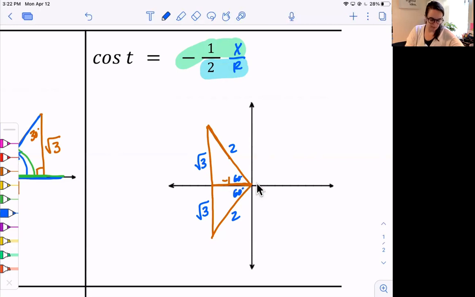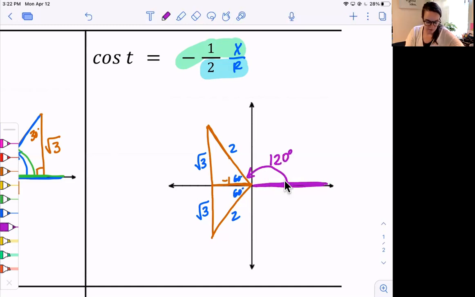All right, remember, my angles are measured off of the positive x-axis. So I need to figure out what this is. This part here is 60. So I'm going to do 180 minus that 60 to give me 120 degrees.